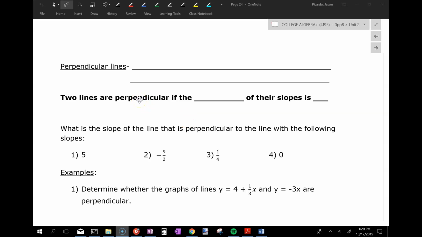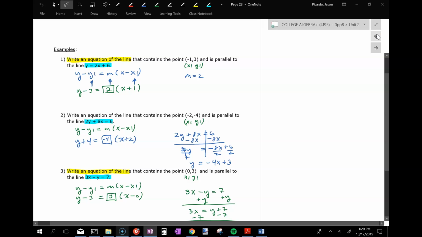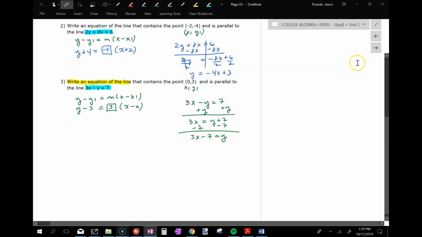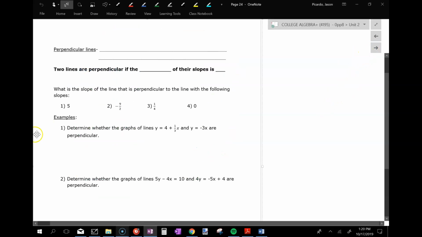Perpendicular. Fun. Last class we talked about lines that were parallel, right? Wait, where are we? Okay. Page 23. We went backwards? No, because we just did... Page 25. Yes, we went back because we didn't finish this lesson. Right?